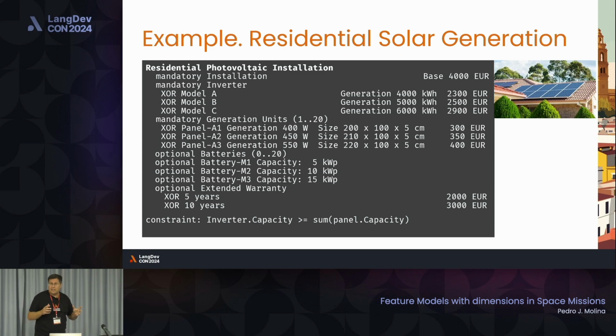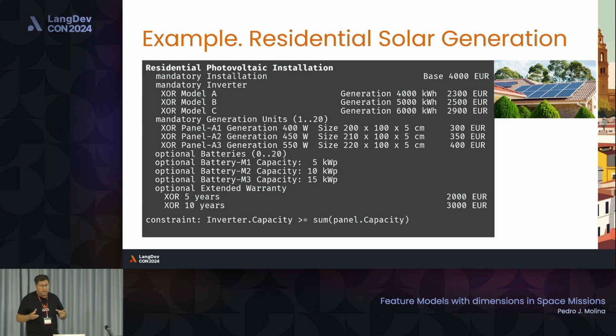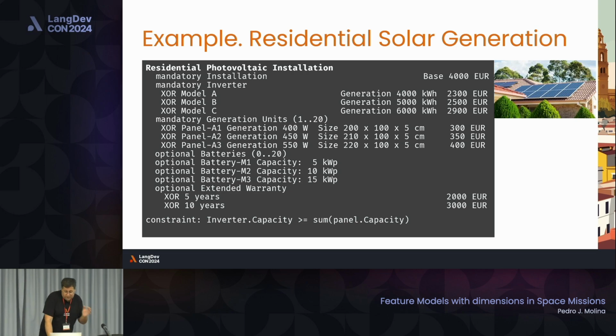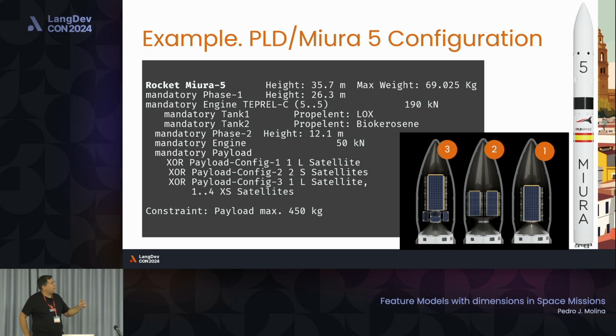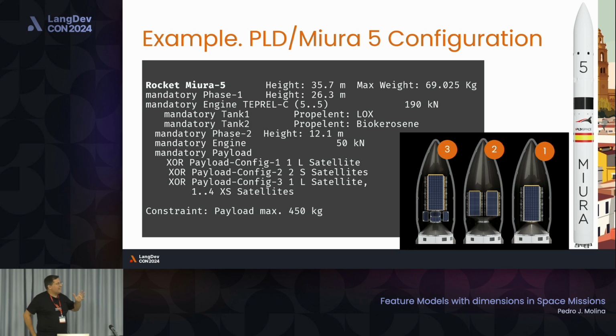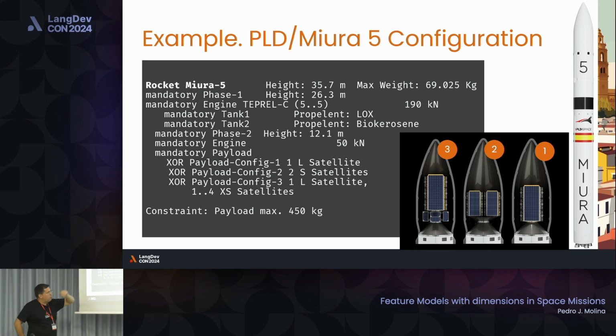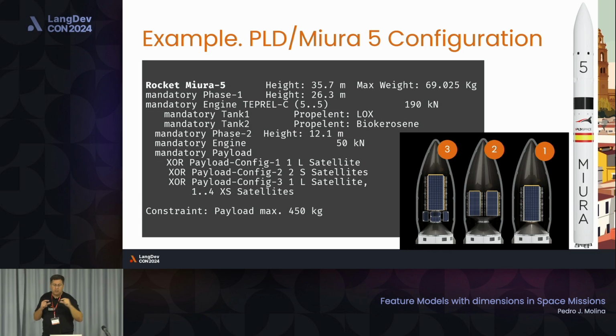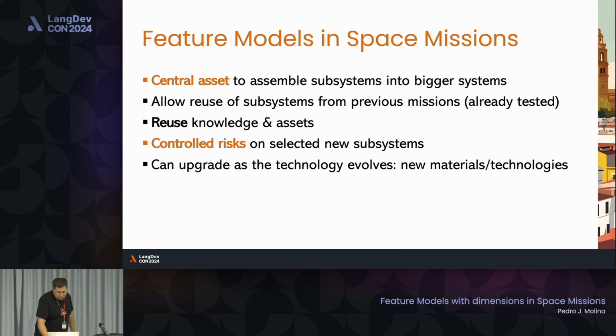So you can define all this system with a feature model that you can adapt to specific places for specific missions. This one is some real data from the website of PLD Space with Miura 5. In the next rocket, they have three configuration options to launch satellites. At the end, you are modeling the properties of the different parts of the rocket, and you can pick one extra large satellite, or two small, or one large and four very small. So you can check if your configuration is correct to have a proper mission, something doable, right?